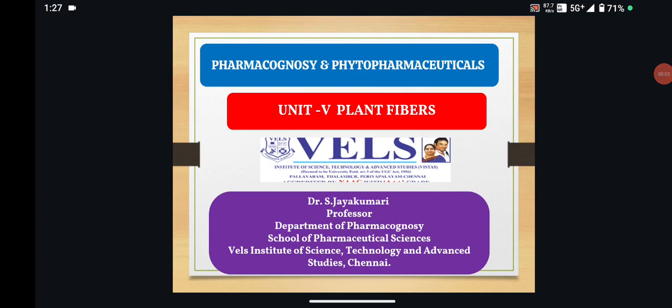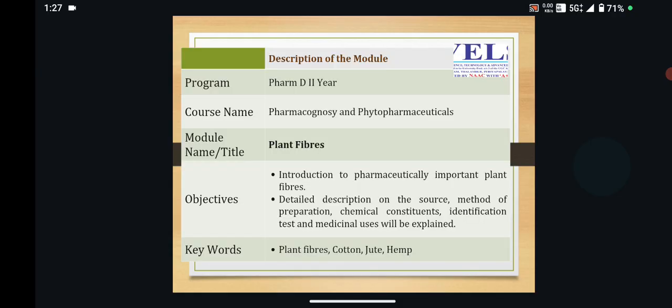I am Dr. Jayakumari, Professor, Department of Pharmacognosy. Today I am going to take the topic of plant fibers. It comes under Unit 5. The program is Pharmacognosy and Phytopharmaceuticals, second year. The course name is Pharmacognosy and Phytopharmaceuticals. The title is plant fibers.